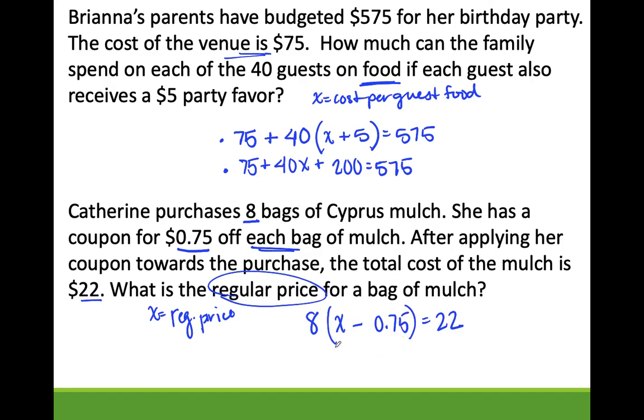Again, you could write it like this, or you could go ahead and multiply 8 times 75 cents right from the beginning, rather than using the distributive property, which is $6. So you could also write it like this.